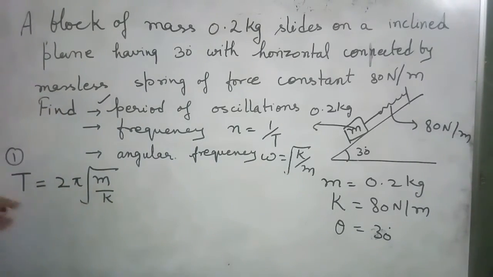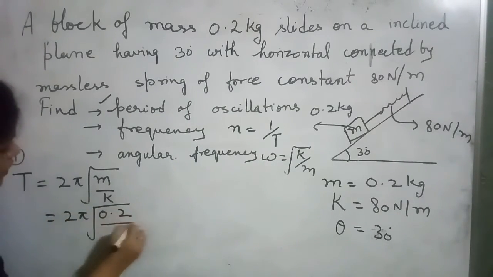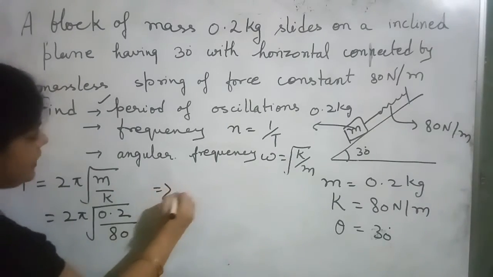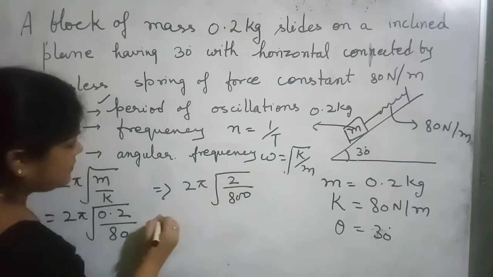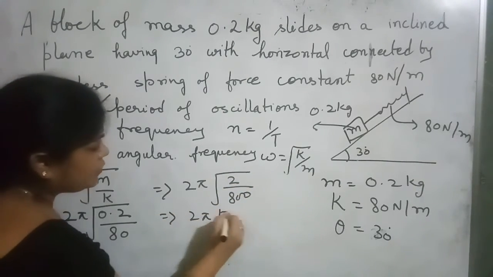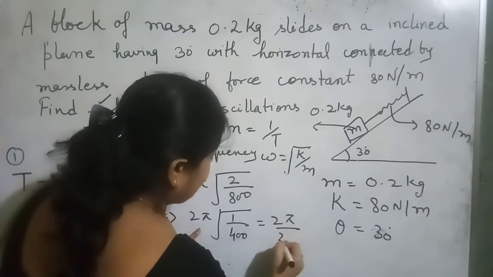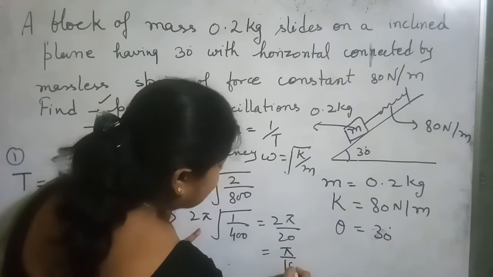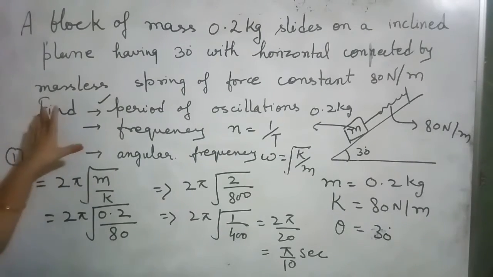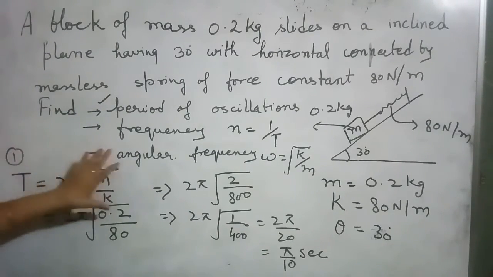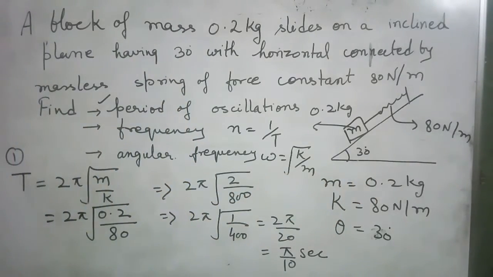Now we are going to solve one by one. We have 2 pi under root m by k, that is 0.2 over 80. Clear? So it is 2 pi under root 2 by 800. So it becomes 2 pi under root 1 by 400. Ultimately we get 2 pi by 20, that is pi by 10, and it is time period, so it is seconds. Clear? So in the inclined case, the angle does not matter, we just use the same formula, and there is no need of angle in calculation of these numericals.